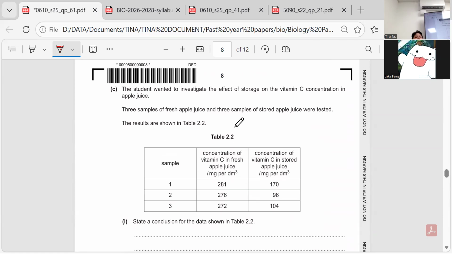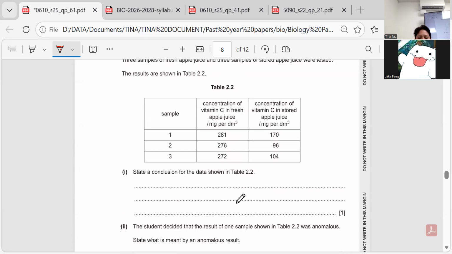The student wanted to investigate the effects of storing on vitamin C concentration in apple juice. Three samples of fresh apple juice and three samples of stored apple juice were tested. See a conclusion. This one is a what? Do you think there's something wrong with this measurement? Or do you think something is wrong with this measurement? Which one is wrong? No lah. Obviously this one is wrong. Oh, this one is close together. Really? 96 and 104. Hello, this one is almost double.